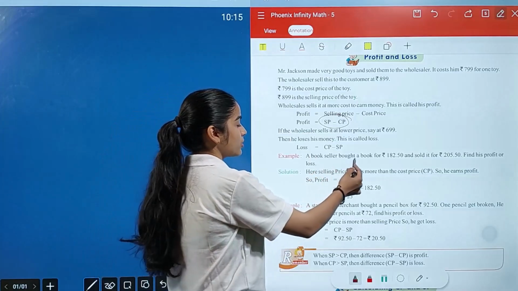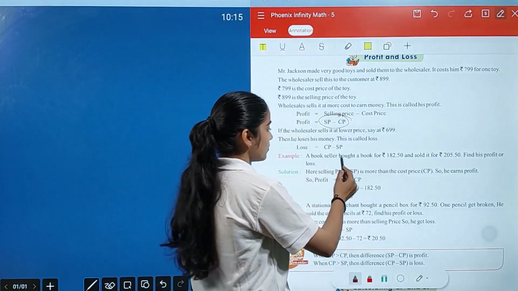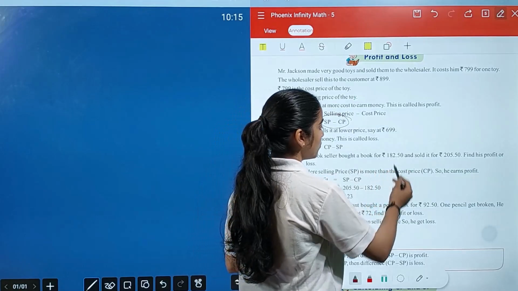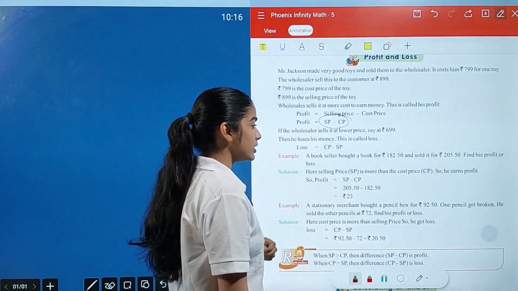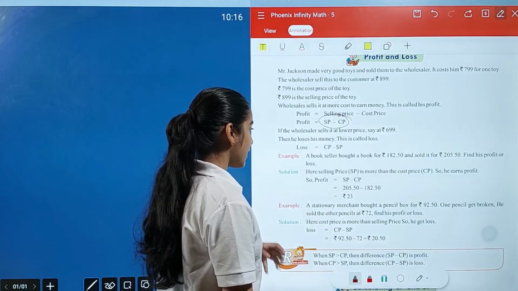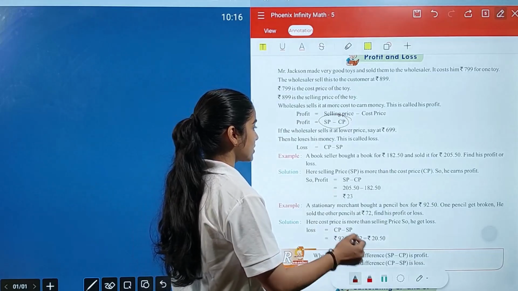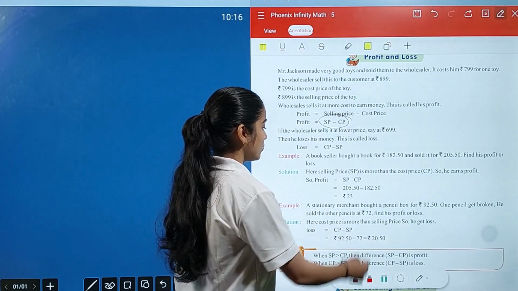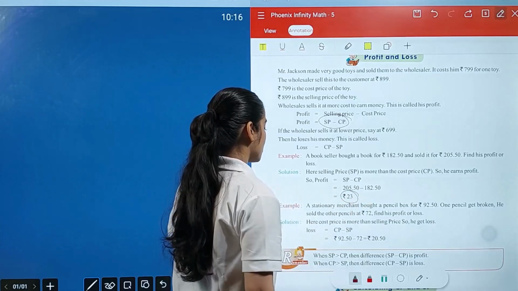A bookseller bought a book for 182.50 and sold it for 205.50. Find its profit or loss. So 50 cancels out with 50 and you have to subtract. So 23 is your profit.